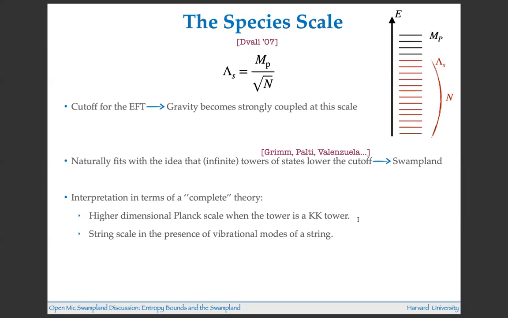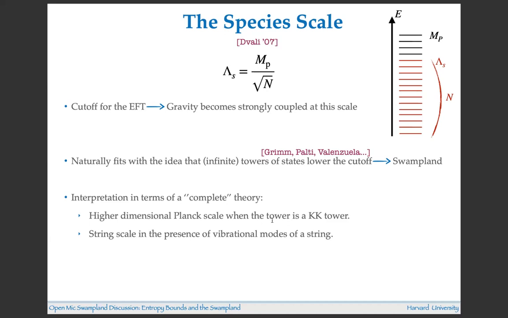So finally, before going into the open questions, I just wanted to introduce these two things. And then finally, I want to connect with what Patrick was saying, the CKN bound or entropy bounds in general, but now also including this species scale.